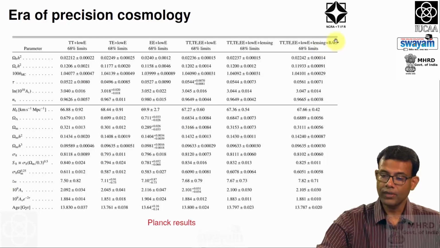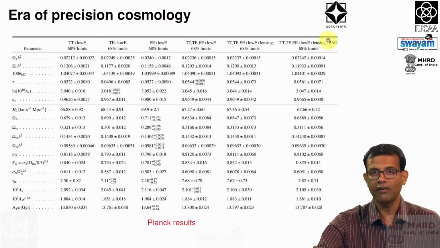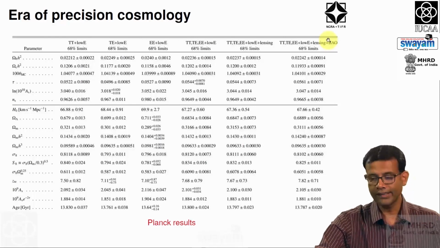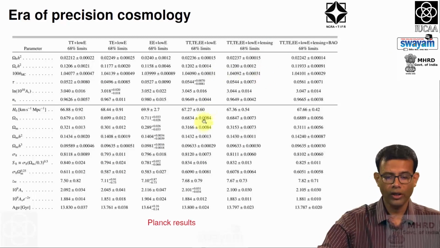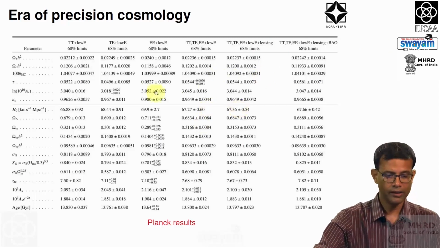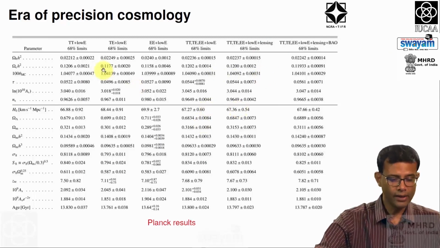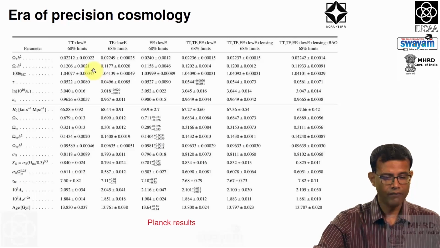Here they have added something more, which has to do with the baryon acoustic oscillations. This is something I will come to in the next lecture. So, this is basically how much data you are going to use to constrain the parameters, and now you can start seeing the constraints. Let me try to highlight a few things.